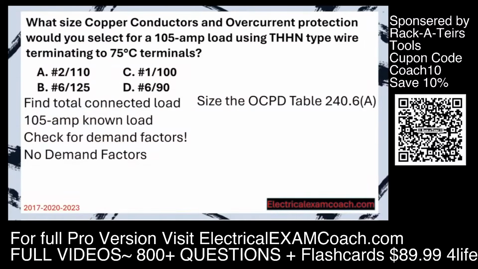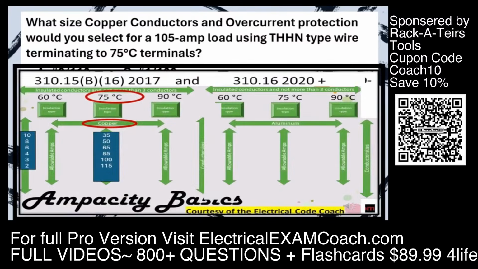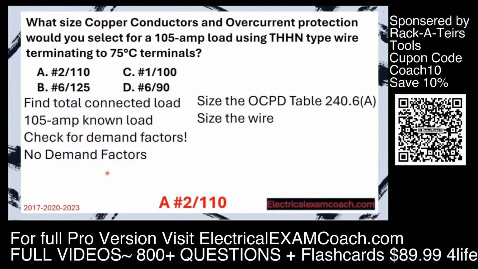Now, let's size the wire. For that, we head to our primary ampacity table. The known load's 105 amps. We're on the copper side of the table because that's what the question said. We're in the 75° C column, and we go down and find a wire that covers the known load, 105 amps, and we're going to end up with a number 2 wire on a 110 amp breaker. Great job.